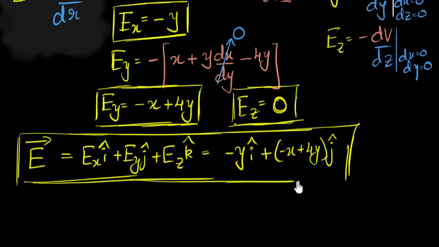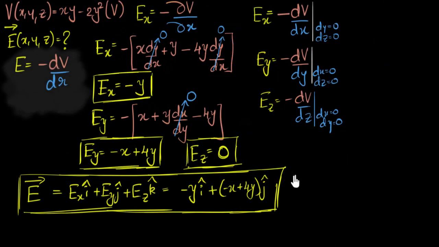And now if you give me any coordinate of x, y, and z, I can just substitute over here and find the electric field at any point in space. So long story short, if you want to calculate the electric field vector from a potential function, you have to separately calculate the three components by doing partial derivatives. That means you differentiate only with respect to x, keeping y and z constant, and so on and so forth. And then once you have the three components, you put them all together, and then you get the total electric field vector.